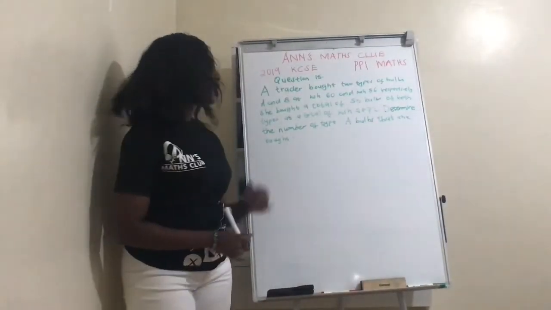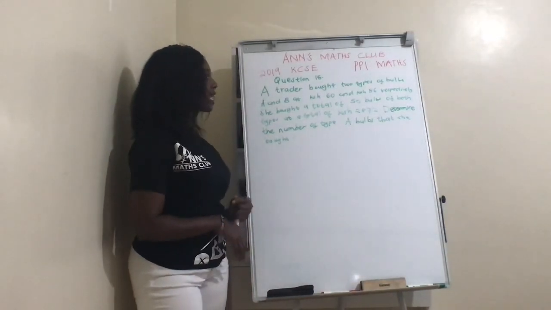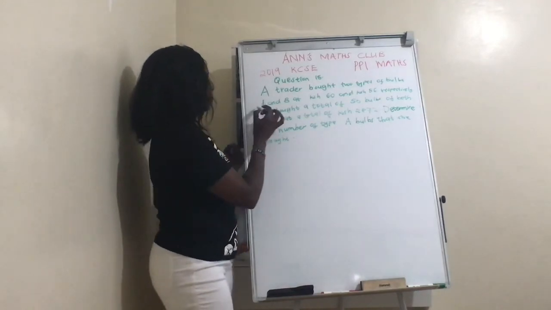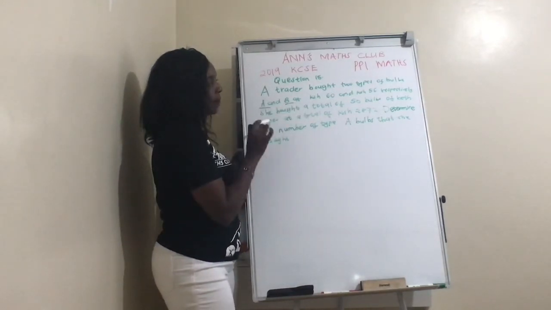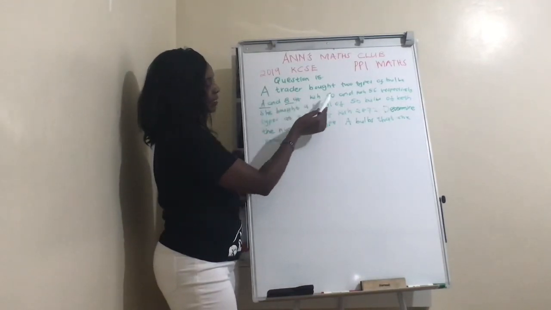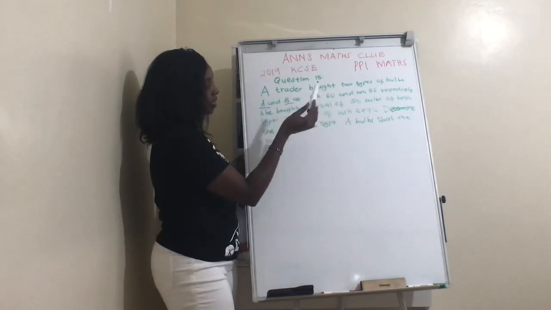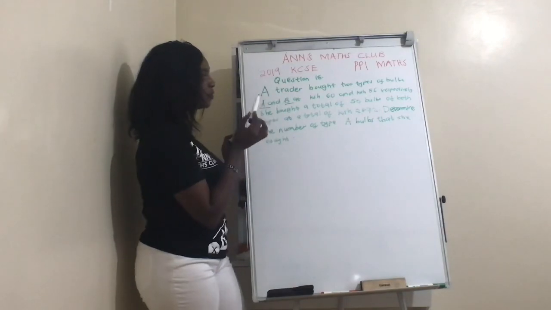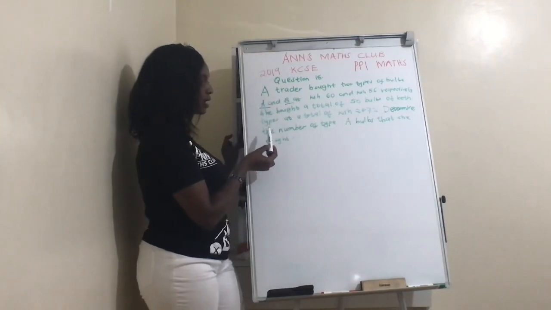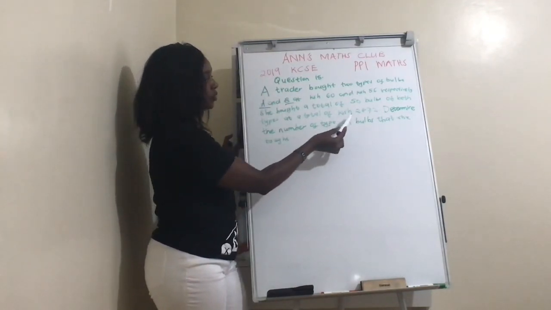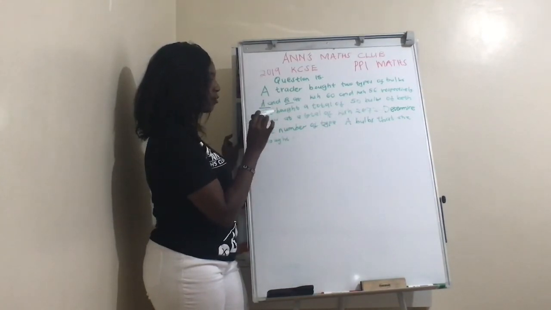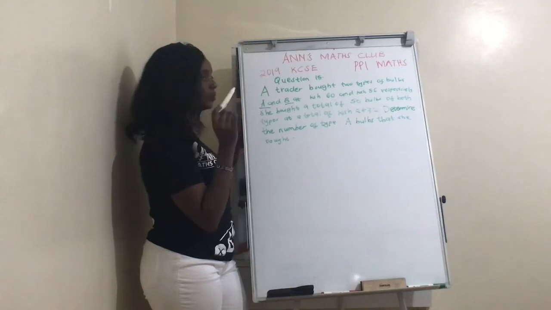On to question number 15. You've been told a trader bought two types of bulbs. We have type A and type B, whereby she bought them at 60 shillings and 56 shillings respectively. Then she bought a total of 50 bulbs of both types at a total of 2,872 shillings. Determine the number of type A bulbs that she bought.